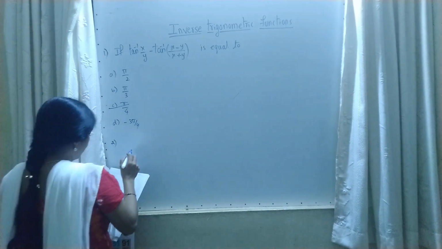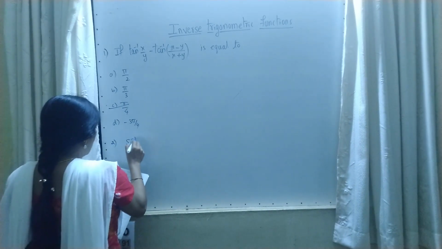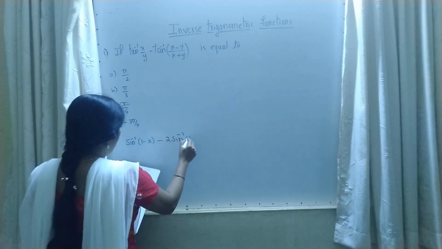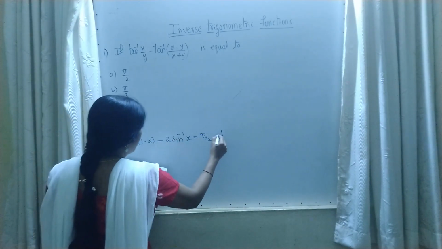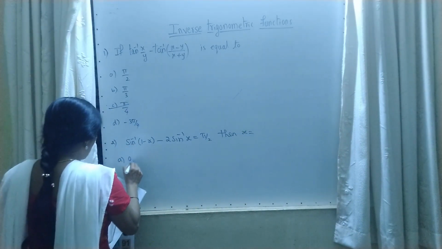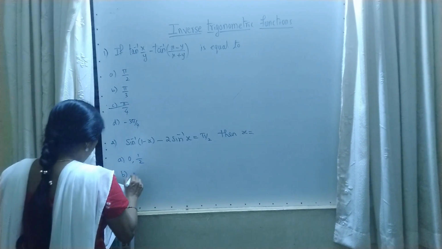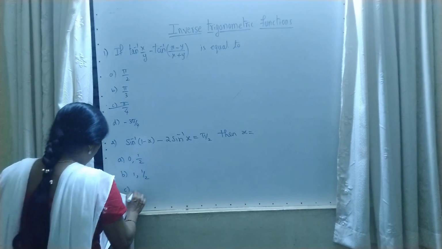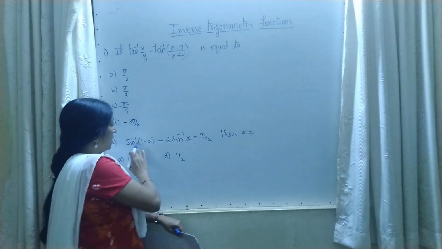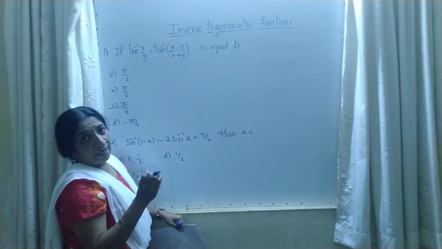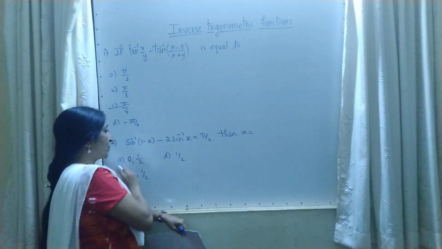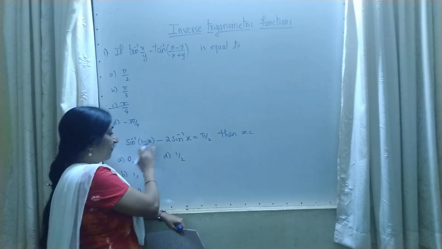Second one, sin inverse (1 minus x) minus 2 into sin inverse x is equal to pi by 2. Then x is equal to: option is 0 comma 1 by 2, second one 1 comma 1 by 2, third one is 0, and the fourth one is 1 by 2. See here, we are trying trial and error, means we are going for options and substituting these options 1 by 2, 1 by 1 in the left side.